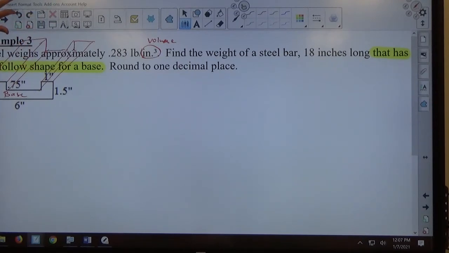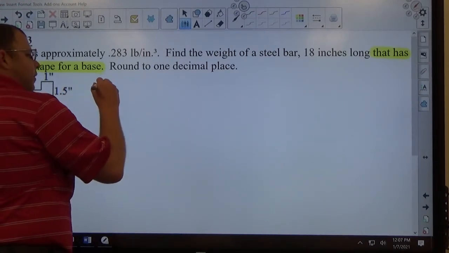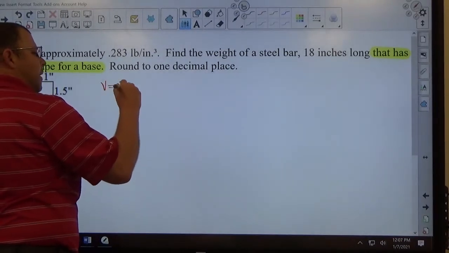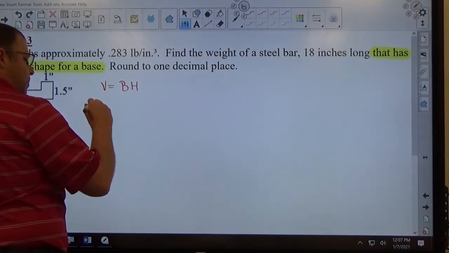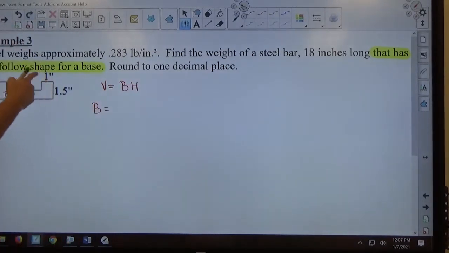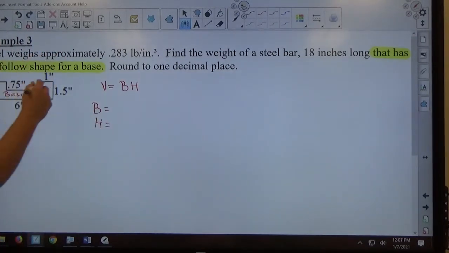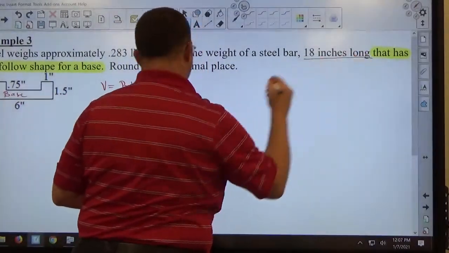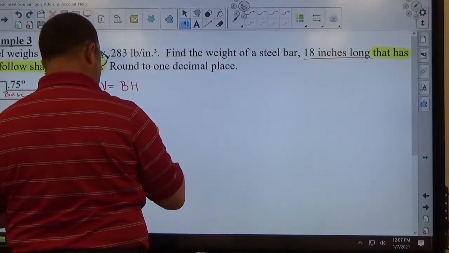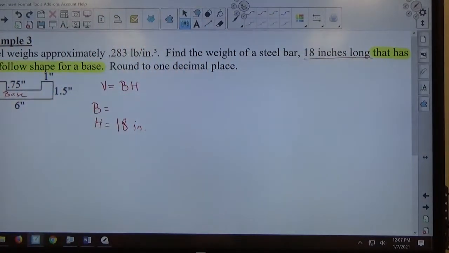So if I'm looking at that problem, what I care about is this is the base. So if my volume is equal to the area of the base times the height, and the area of the base is equal to the area of this figure, and the height, which is the distance between the bases, is 18 inches. And we have to visualize the fact that this shape is the base, so extend that base out and it's going to be some distance apart. That's how we find the height.